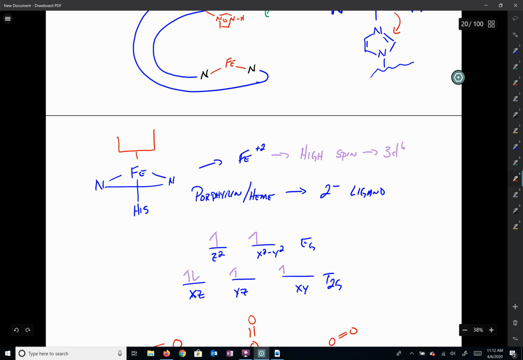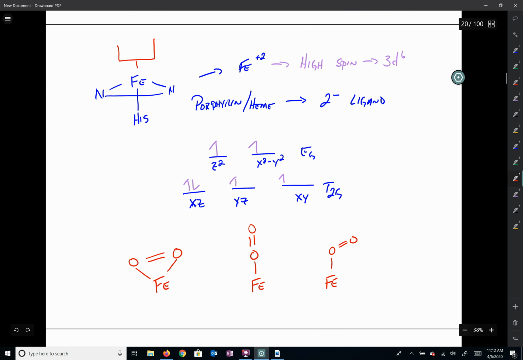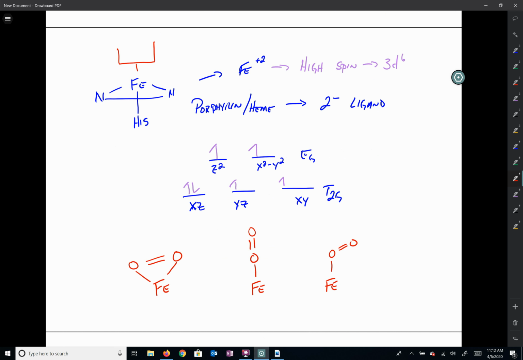We know that iron is in its 2+ oxidation state. It's high spin, so it has 3d6. And there is the electron configuration for that. And then in the next video, we're going to talk a little bit about how and why oxygen binds to the iron center.